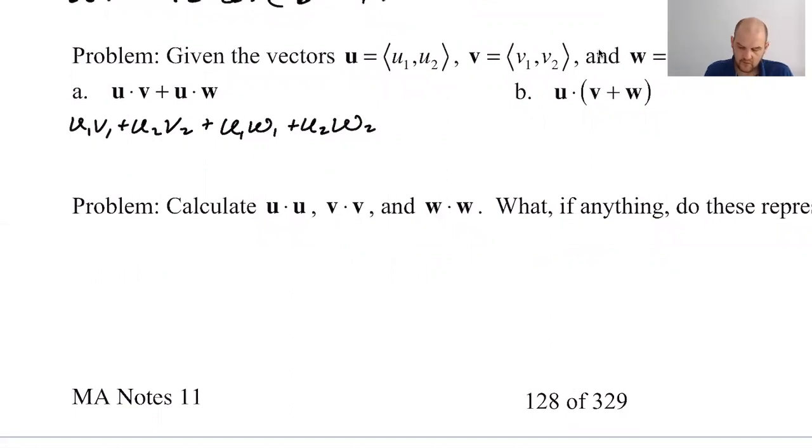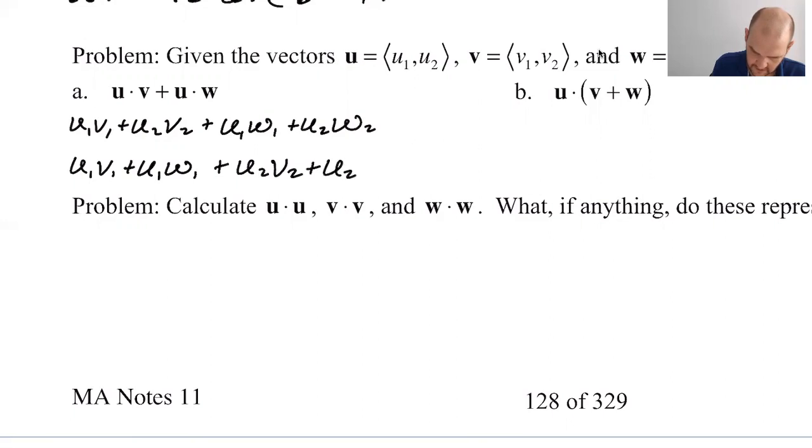Well, yeah, we can rearrange this so that the u1 things are together, right? So u1 v1 plus u1 w1 plus, and now the u2 things, u2 v2 plus u2 w2. Okay, so if we look at that, then from the first two products, u1 v1 plus u1 w1, I can take out u1, right? So this would give me u1, and then I would have v1 plus w1.